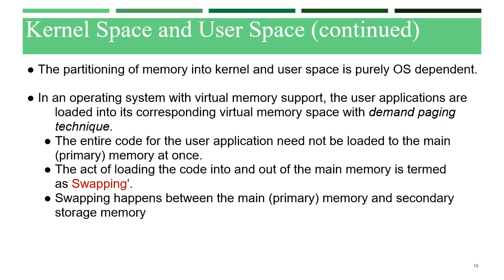In an operating system with virtual memory support, the user applications are loaded into their corresponding virtual memory space with the demand paging technique, meaning the entire code of the user application need not be loaded into the main memory at once. Instead, the user application code is split into different pages, and these pages are loaded into and out of the main memory area on a need basis. The act of loading the code into and out of the main memory is termed swapping. Swapping happens between the main memory and secondary storage memory.